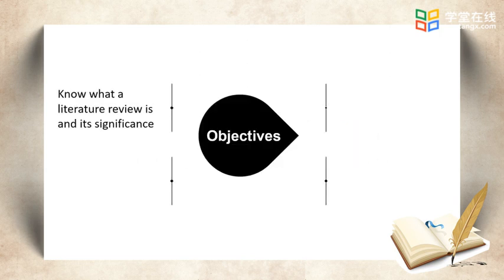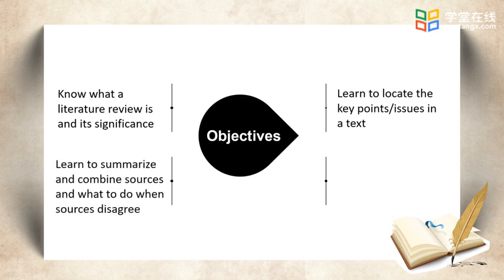Objectives. Students are expected to know what a literature review is and its significance. Learn to locate the key points or issues in a text. Learn to summarize and combine sources and what to do when sources disagree. Note the 3 patterns of tense usage in citation.